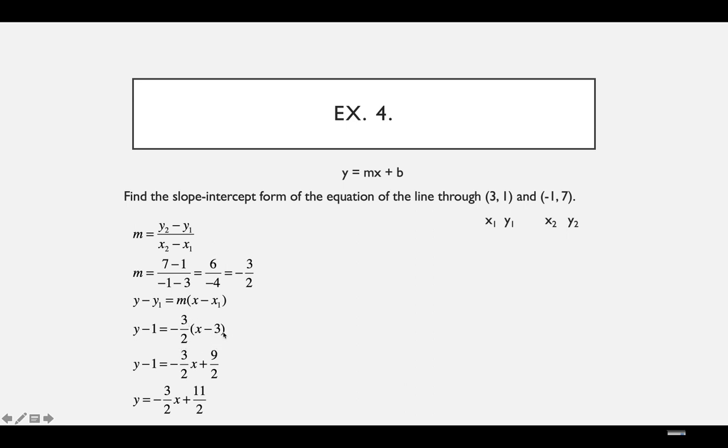And then 2 times, if you want to put a 1 under the -3 there just to make it easier, you do a 2 times 1 is 2. And then we want to add 1 to both sides. And so we want to consider 1 as 2 halves. 9 halves plus 2 halves is 11 halves. So we can see what our slope is. Our value for b is 11 halves. So we are in slope-intercept form.